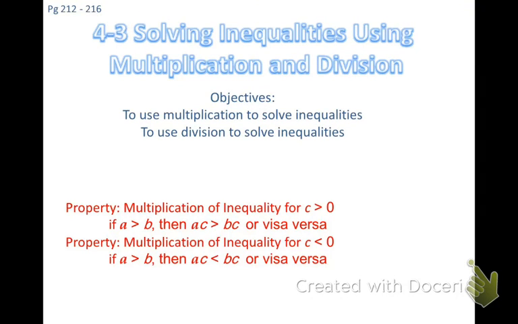Today's lesson is solving inequalities using multiplication and division. It's almost the same idea as what you would do for solving equations with multiplication and division. But this time, when you multiply or divide by a negative attached to the variable, you will switch the inequality. So it's almost the same concept, except when it comes to the negative part. Our objectives are to use multiplication to solve inequalities and to use division to solve inequalities.